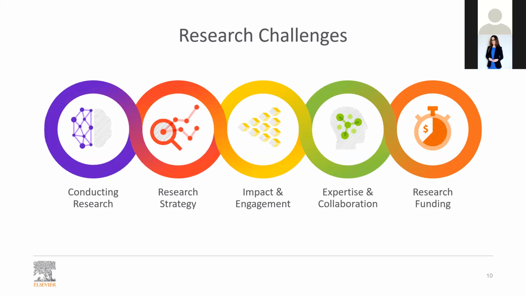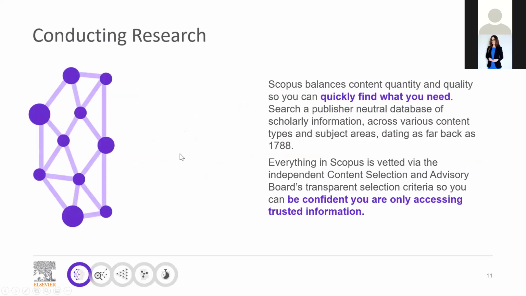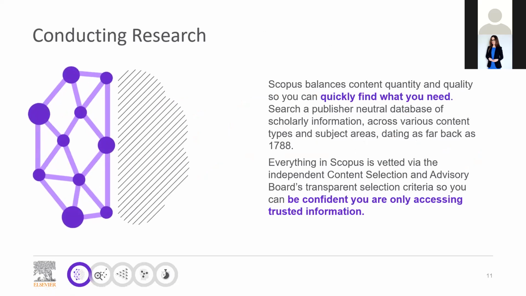And now the question is how you can actually use data and why we are actually gathering the data in Scopus. So there are several research challenges that we described and that we see, which is conducting research, research strategy, impact and engagement, expertise and collaboration, and research funding. So as you can see, they are here like in infinity, because we believe that these challenges are together and they overlap each other.